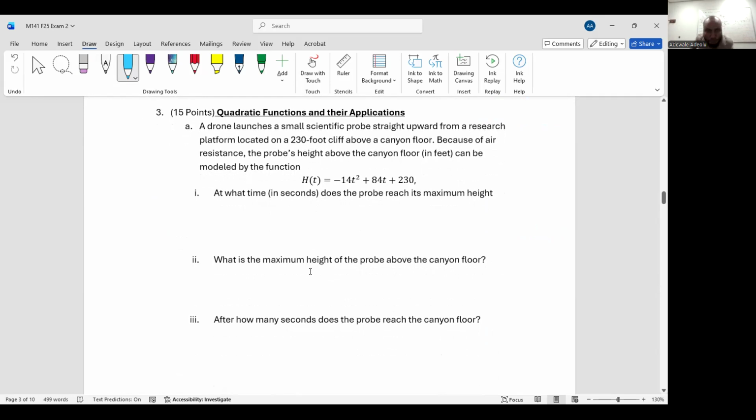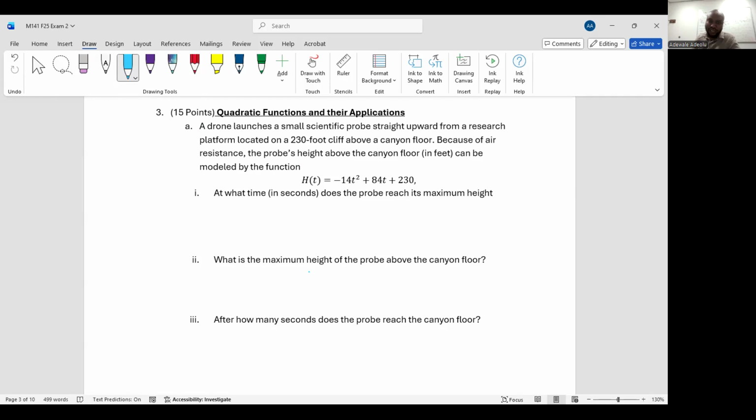Okay, problem 3. A drone launches a small scientific probe straight upward from a research base located on a 230-foot cliff above the floor. Because of air resistance, the probe's height above the floor in feet can be modeled by this function.